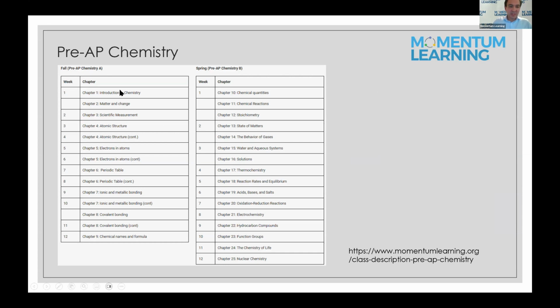First semester, this one we will be focusing on in fall. Students will learn about chemistry, matter and change. Chemical change means chemical reactions. Scientific measurements, how you will measure. You will be given different tools and you should be able to measure or record your measurement in the correct way, the scientific way, so not randomly.